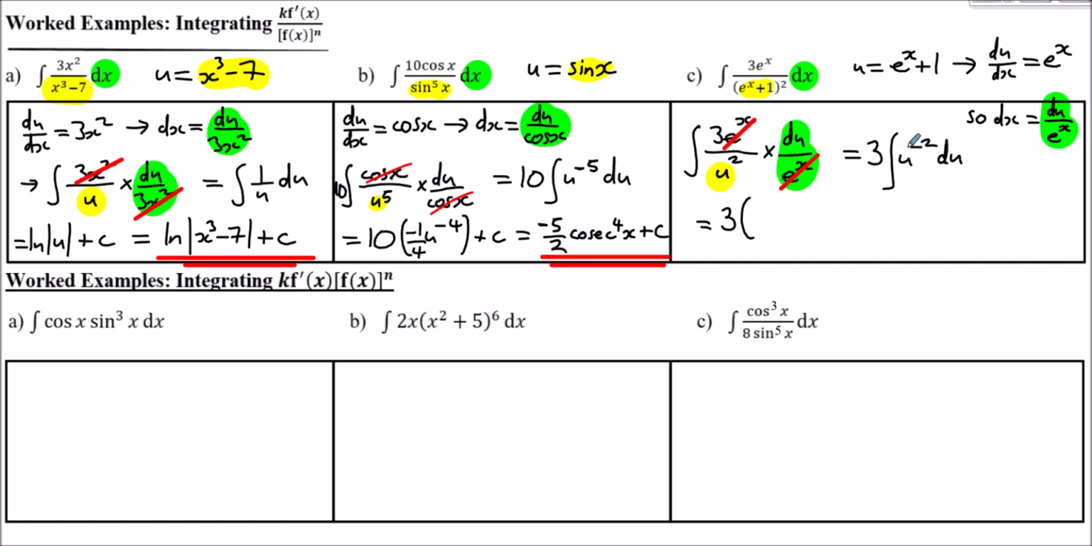Integrate, so increase the power by 1, add 1 to minus 2, we get u to the minus 1, divide by the new power. Dividing by minus 1 is the same as multiplying by minus 1, so just stick a minus in front there. And of course plus c. Final step, replace what the original variable was. We were talking in terms of x, and it's to the minus 1, so I've got minus 3. Because it's to the minus 1, I can put it over what u was. u was e to the x plus 1, like so, then plus c.